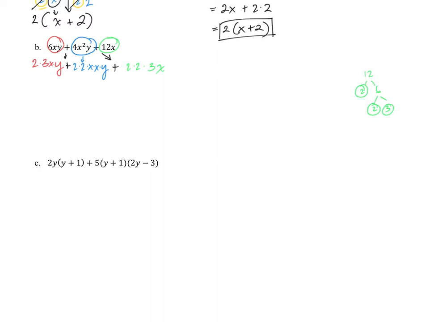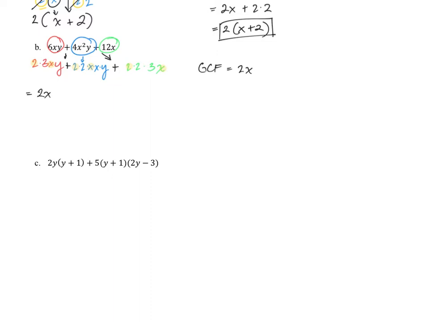Pause the video and see if you can find the greatest common factor. Okay, taking a look, what do they all have in common? Well, they all have one 2. They don't all have a 3. They all have one x. Do they all have a y? No, this one doesn't have a y. So the greatest common factor is 2x. That's what we're going to take out.